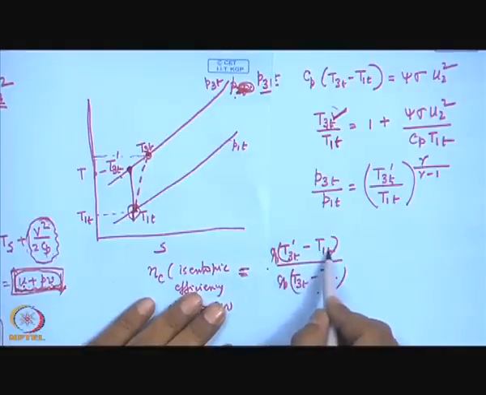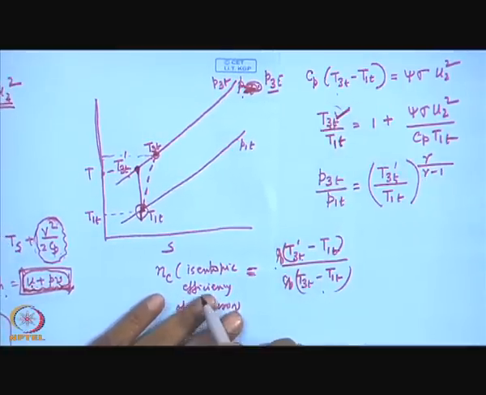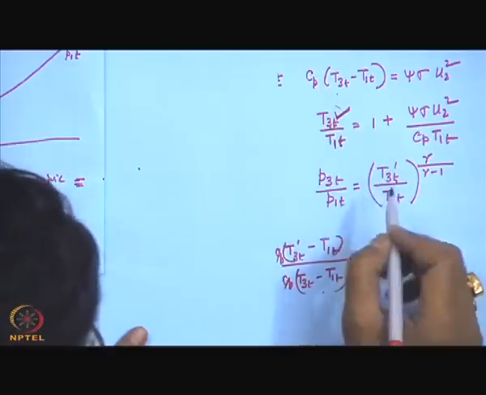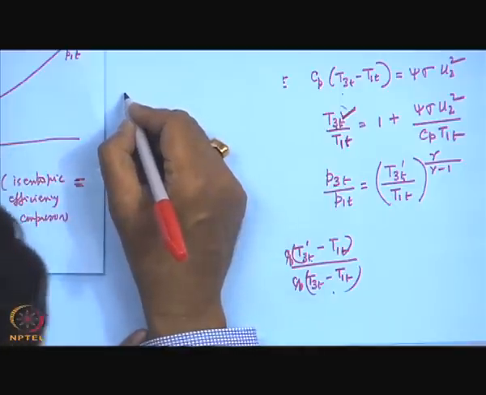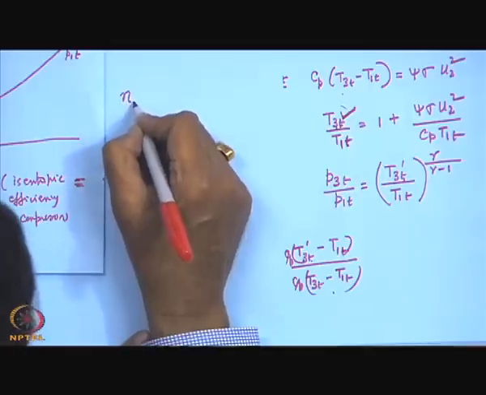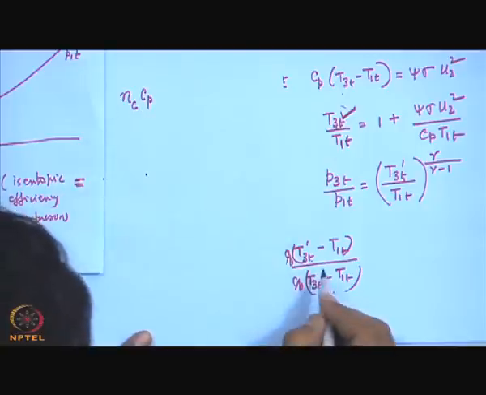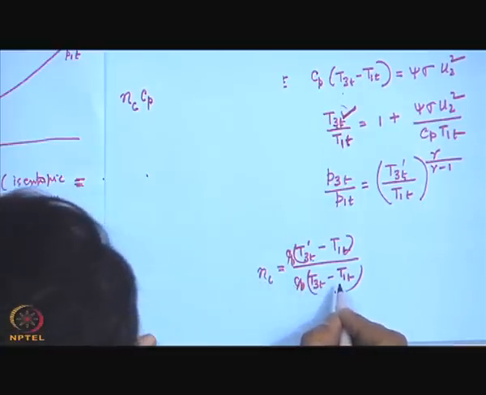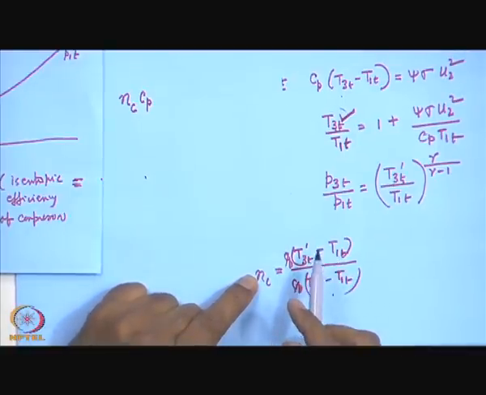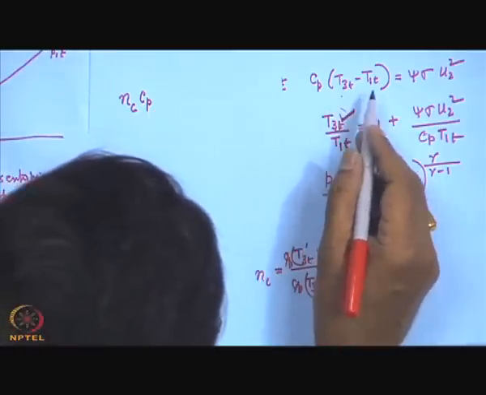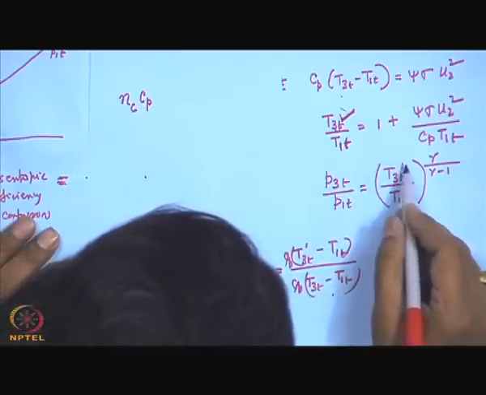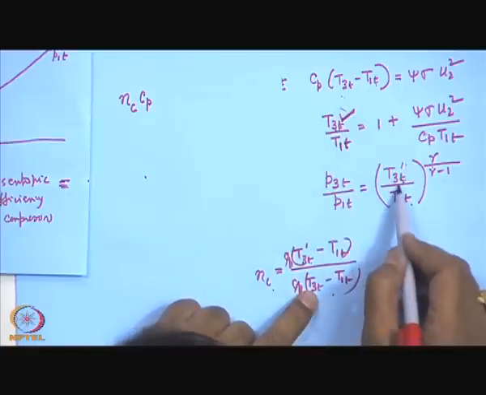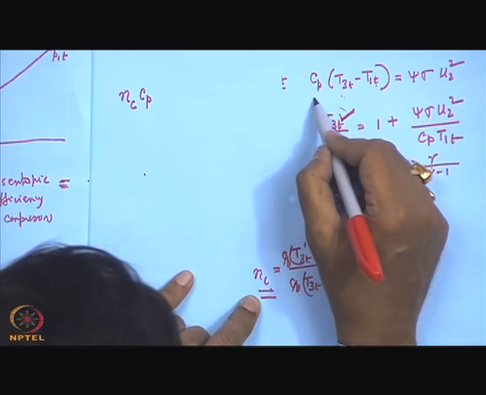So therefore, actual temperature rise can be written in terms of the isentropic efficiency, eta C, isentropic efficiency of the compressor, eta C. So therefore, what we can write, T3T minus T1T is equal to 1 by eta C into Cp into T3T dash minus T1T. So, here we have T3T dash by T1T. Therefore, we can relate this T3T dash by T1T in terms of T3T minus T1T through this eta C, and we can find out the pressure rise.